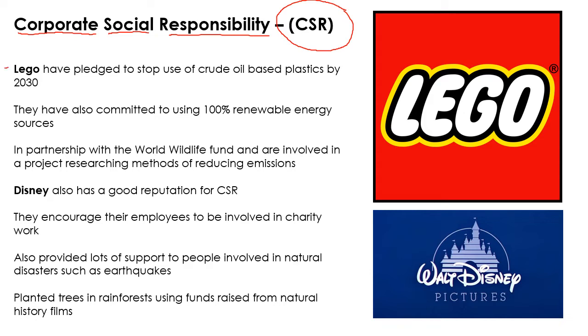Lego, as they predominantly use polymers in their products, they have pledged to stop using crude oil-based plastics by 2030. So they are going to be going down the biopolymer route. And they have made that pledge by 2030. I mean, that's a huge pledge, because biopolymers can be used in similar ways, but they don't have all the properties that certain polymers, the ABS that Lego use currently. So that will take a lot of work from Lego, but that's what they've pledged to.